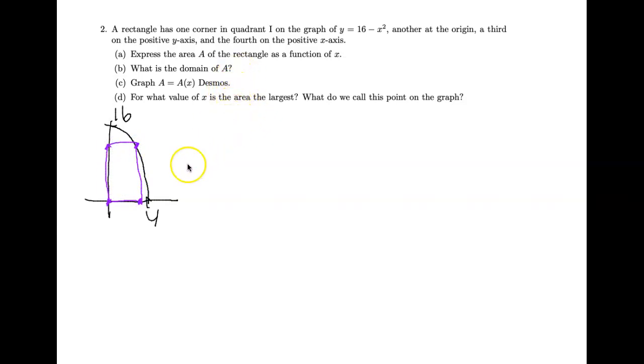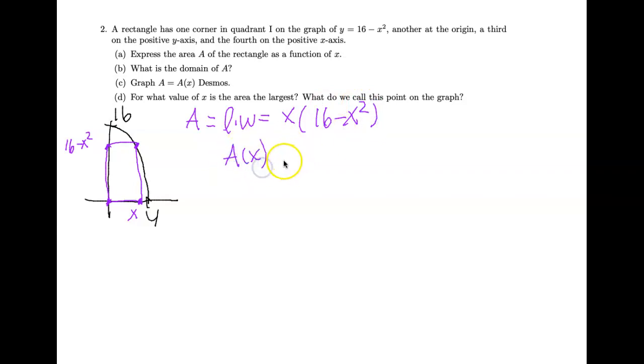And so what we now want to do is find the area of this rectangle in terms of x. We know the area of a rectangle is length times width. So if we know that this is the origin and this is the x-axis, we can just call this distance x. And at x, this will be at a height of 16 minus x squared. So our length is x, and our width is 16 minus x squared. We can clean this up, and now we have the area as a function of x.